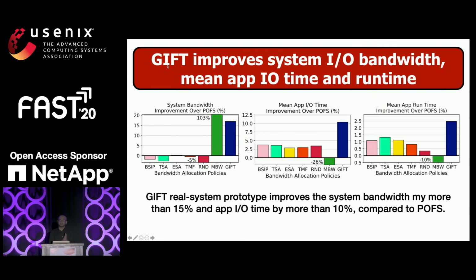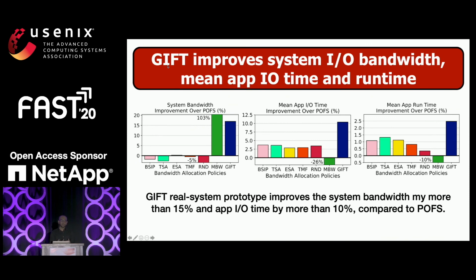So the first set of results that we look at are the prototype results. And we show that Gift improves system I/O bandwidth, mean application I/O time, and runtime. So we have 3 figures over here. For each of the figures, the x-axis is the 7 different strategies, and the y-axis shows different performance metrics, which are normalized to the POFS performance. The first metric is the system bandwidth improvement. And this is the improvement in the effective system bandwidth, or the improvement in the reduction of the bandwidth wastage.